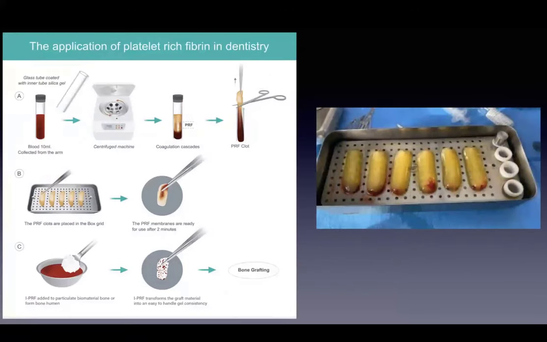So here, you see, once the spinning's complete, you take it out of the test tube, it's cut, you place a pre-clot into a PRF metal container, and you can buy these PRF kits through your dental supply company. You cover it to flatten it for about 2 minutes, you remove it, and then it's ready to use. Very simple.